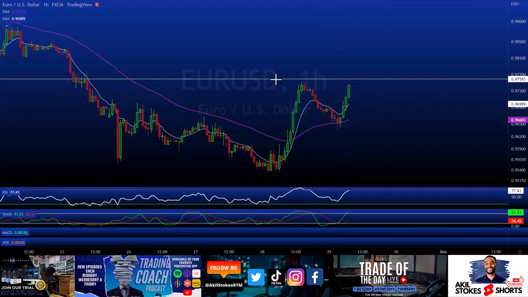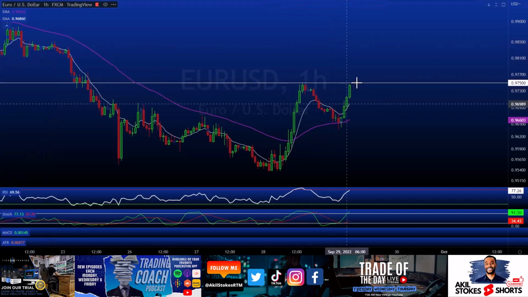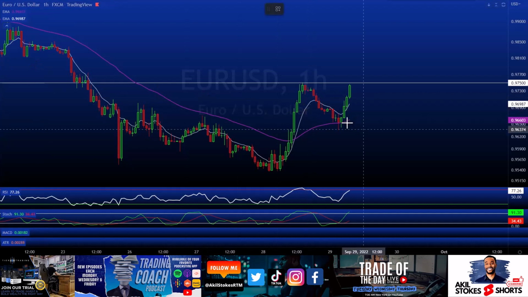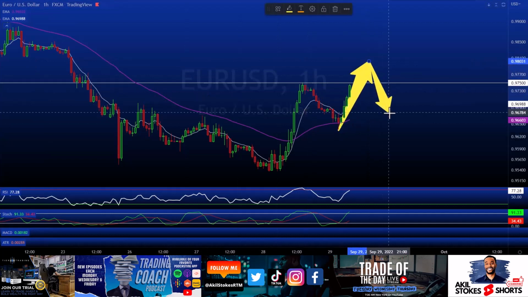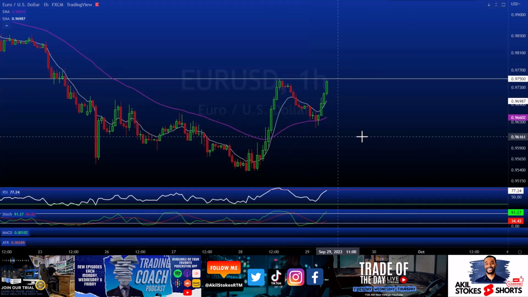Again, in my opinion, we're going to need a fresh break. So we're going to need a break of this level, and then we're going to need a pullback, right? We're going to need something like this, and then some type of pullback. But maybe you want to ask yourself the question, was there a way I could have gotten involved in this trade before? You guys see anything here? Anything you could have used?